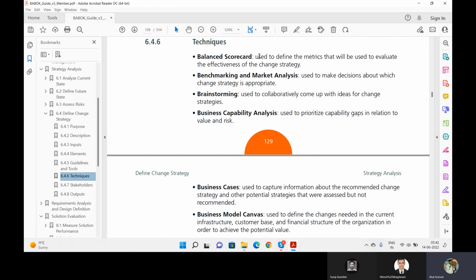Number one, if I'm defining my change strategy, we have to make sure that I'm using the balanced scorecard. There should be balance in all those four objectives, financials and other things. There should be balance, skill and growth, all the things. I need to see what is the benchmarking to achieve this particular future state.